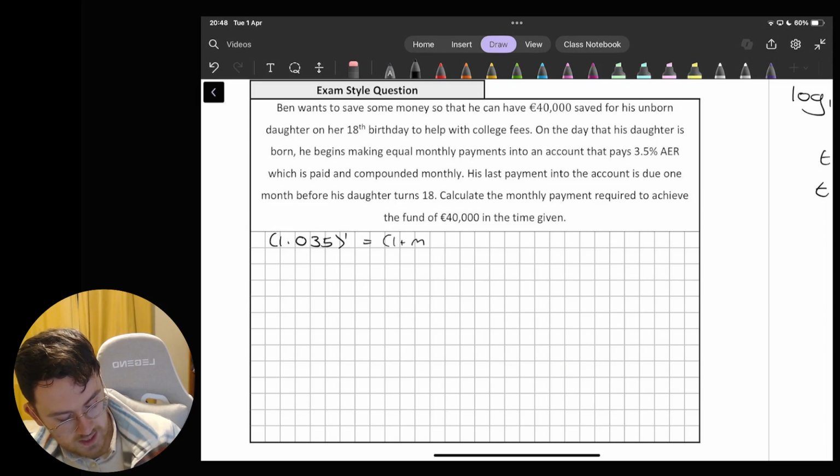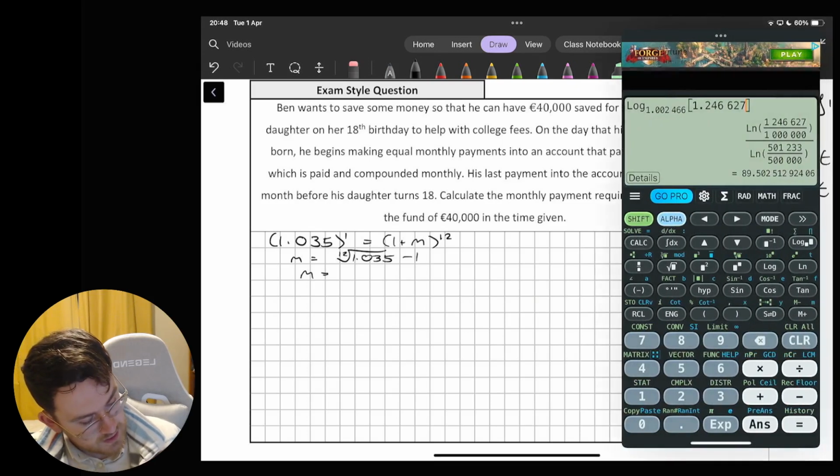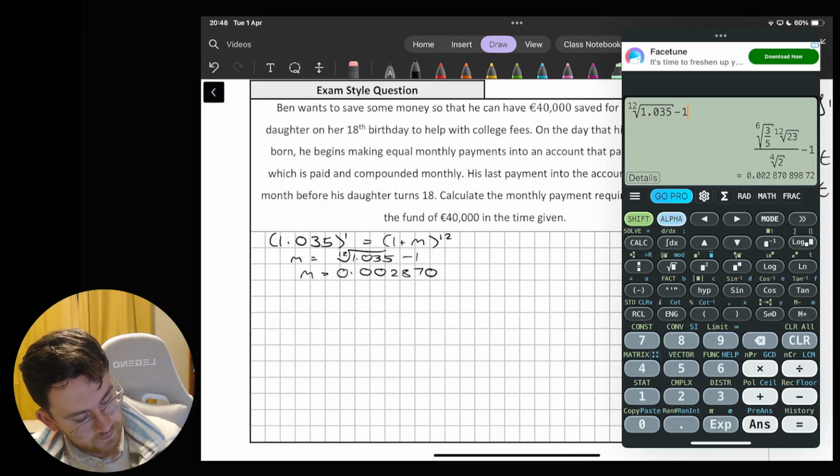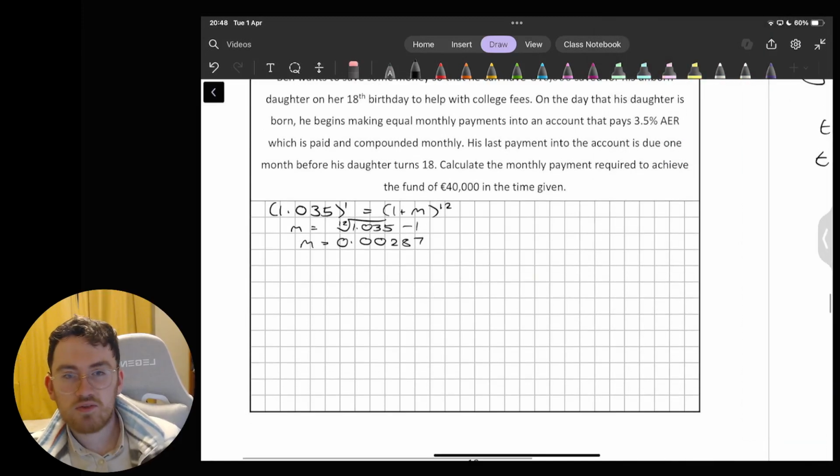as 1 plus m for 12 months, which means m is the 12th root of 1.035 minus 1, which puts m at a value of 1.035 to the power of 1/12 minus 1, 0.00287. Or we'll just go to 0.00287 there maybe. Okay, so that's my monthly interest rate that I'm going to be working with here.